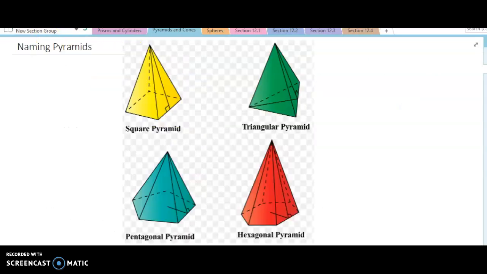All right, guys, you don't have this in your foldable, but it might be a good idea to make note of it. When we name pyramids, kind of like when we name prisms, we name them according to their base. Okay, so like this one here in yellow, it has a square base, and so we call it a square pyramid. This one in green, it has a triangular base, so we call it a triangular pyramid. Here, it has a pentagon as a base, so pentagonal pyramid, and then hexagonal pyramid. Okay, so it goes on and on and on, but we name it according to its base.